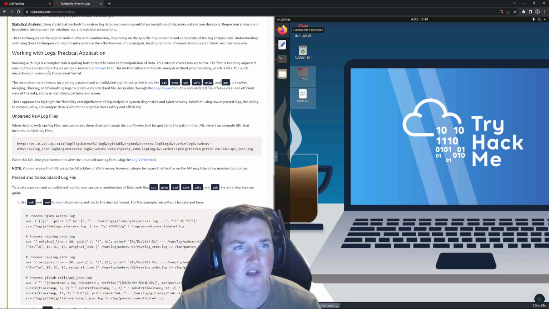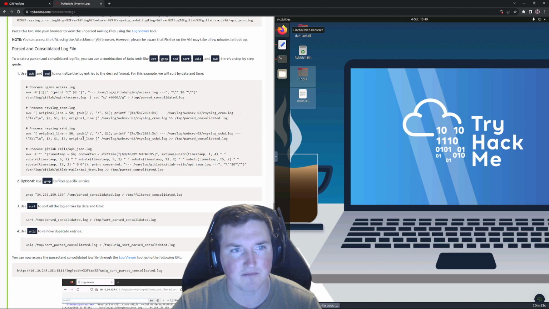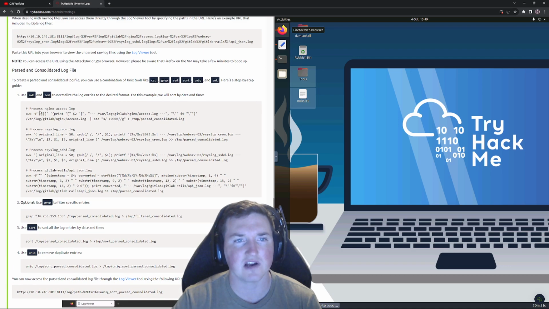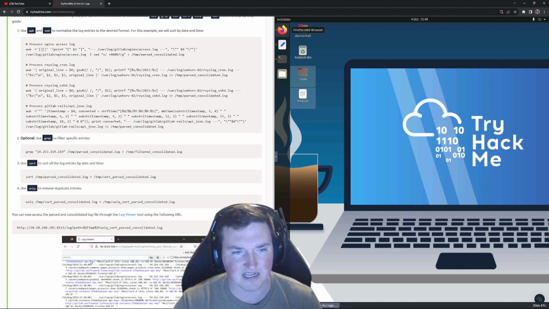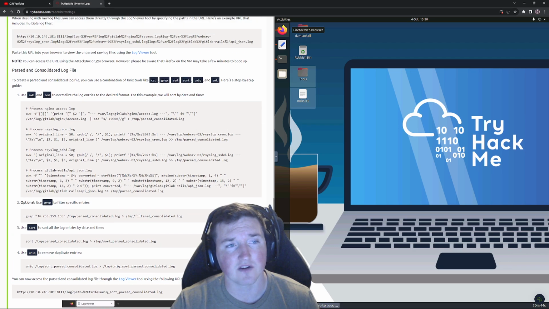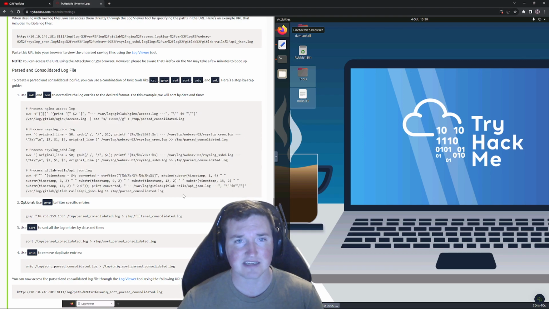So now working with logs, practical application. Here, again, I'm not going to follow this step perfectly because all they're doing is taking the logs, parsing them, getting the data that they want, and then presenting them to you. Now, I will say this, okay? This looks really complicated to people that aren't familiar with awk and sed. It's not. There's a couple reasons I'll tell you it's not.